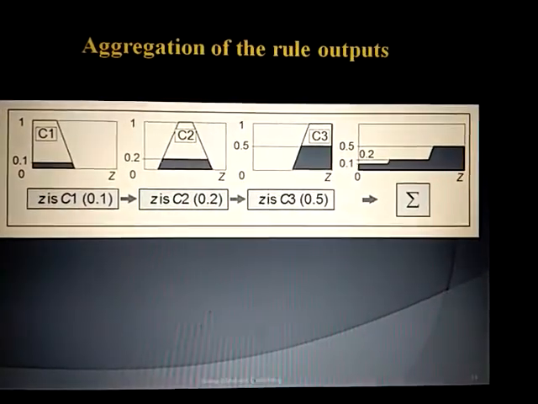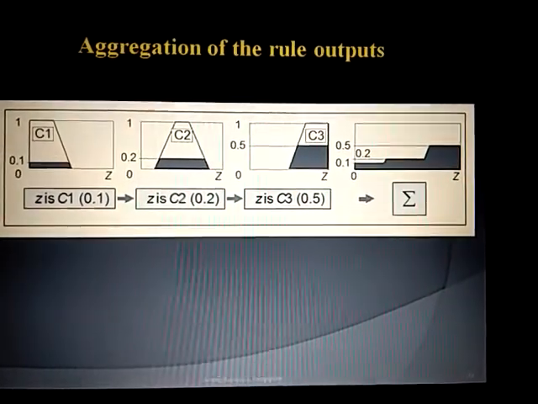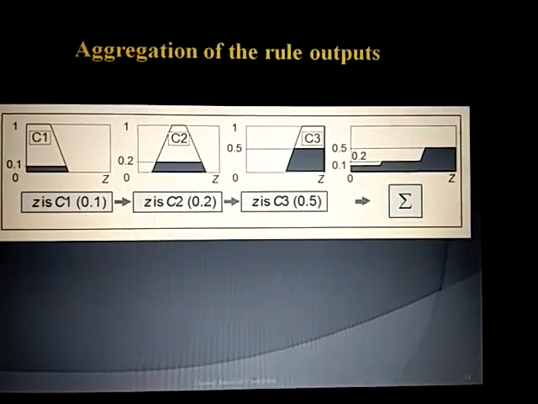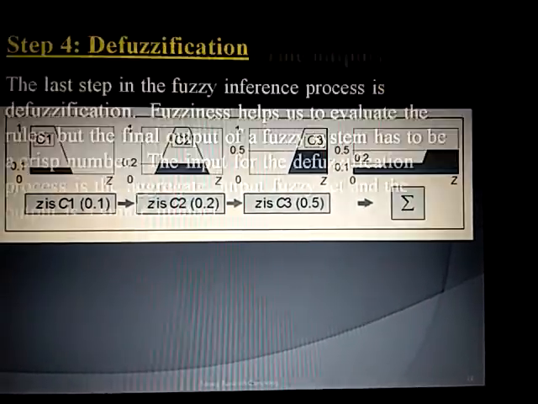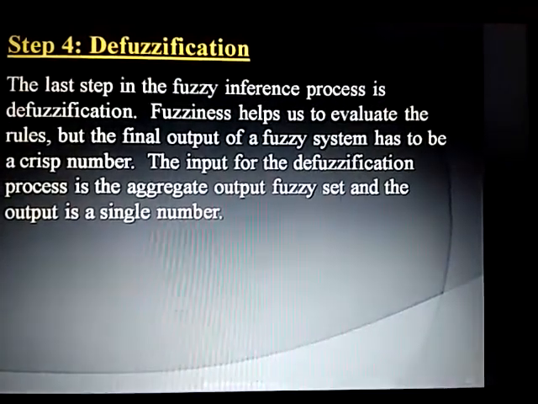That is the aggregation of the rule output. Here is the aggregation of the output that we finally get. Here is the fourth step, that is the defuzzification.